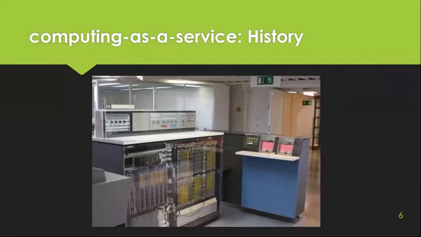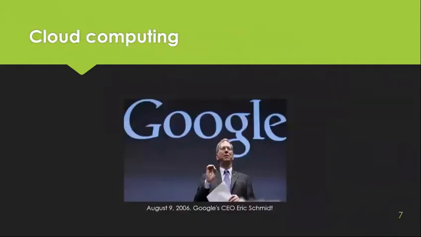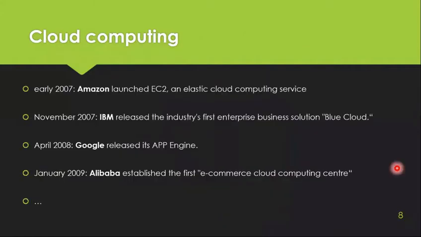Computing as a service has existed for a while, since the 1960s. Companies back at that time, instead of buying an expensive computing mainframe, used to rent time on that mainframe to do the computation. The Google CEO first proposed the concept of cloud computing at the Search Engine Strategies Conference in 2006. And since that time, a lot of big companies started to use cloud computing technology: Amazon, IBM, Google, and a lot of other companies, and even e-commerce companies like Alibaba, which in 2009 started to establish the first e-commerce cloud computing center.